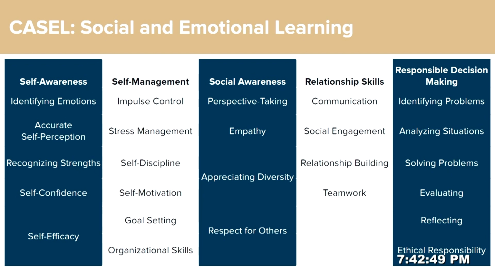CASEL framework here. The CASEL framework is divided into 5 different categories. Again, you'll see that same terminology, but I wanted to provide you with a little bit more depth of some of the skills. For example, when we're looking at self-management, that includes skills such as impulse control, stress management, self-discipline, self-motivation, goal setting, and organizational skills. So you'll see a wide range of skills that are included under this overall umbrella of social emotional learning.